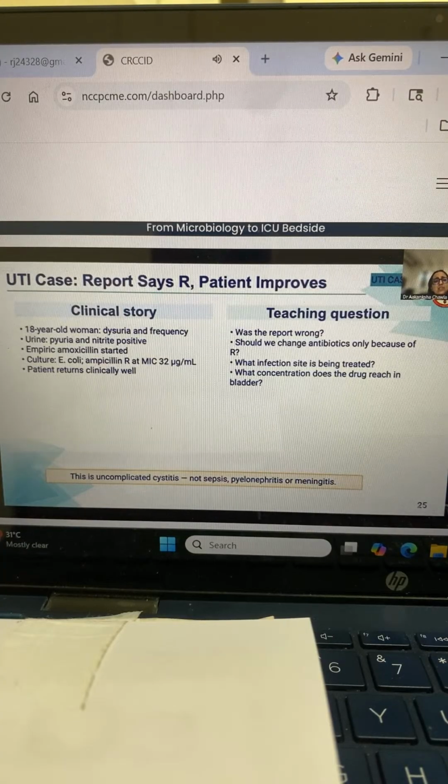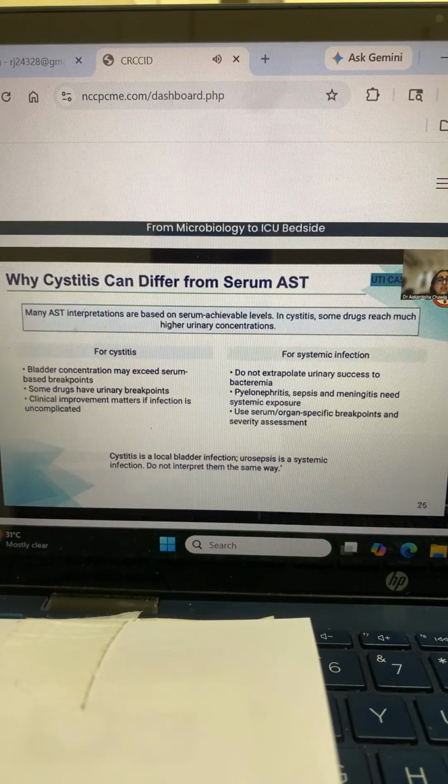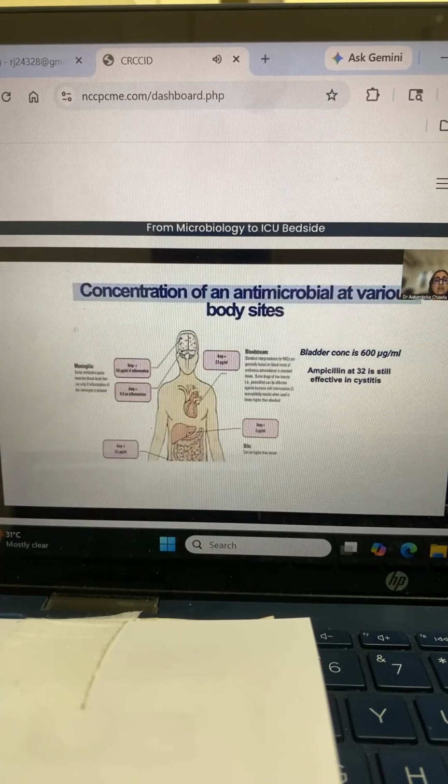So you are provoked to think, is your report wrong? Should you change the antibiotic because it's showing a resistance? What infection site is being treated, and what concentration does the drug reach in the bladder? This was a case of uncomplicated cystitis. Now, many AST interpretations are based on serum achievable levels. In cystitis, some drugs reach much higher urinary concentrations. So as you can see, the bladder concentration was 600 micrograms. So ampicillin at 32 is still effective in cystitis.